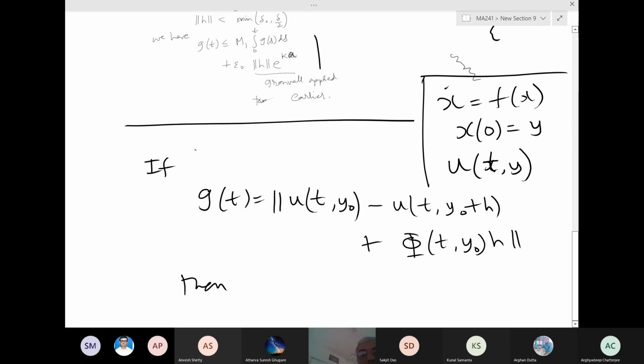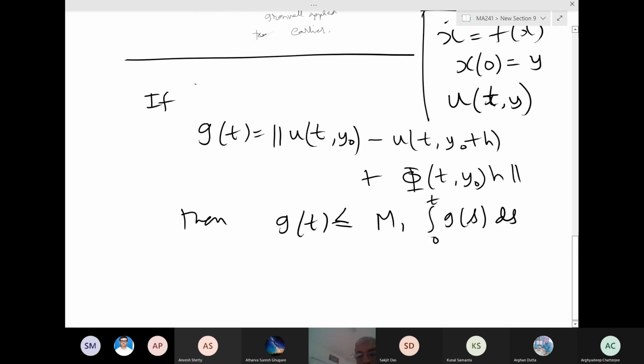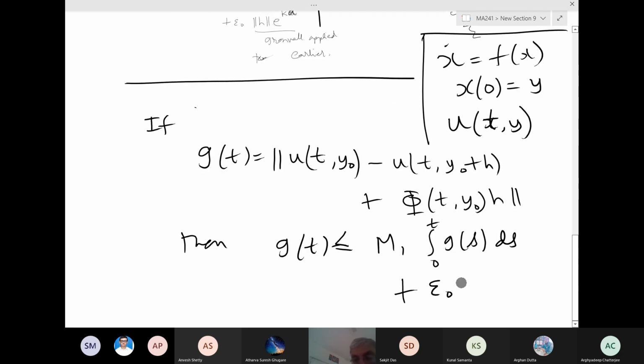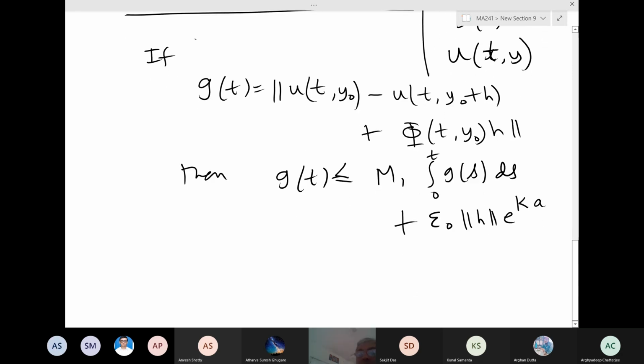We had last time this g of t less than or equal to M1 times the integral from 0 to t of g of s ds, plus epsilon naught norm h e to the power K a. This was what we had here. K was the Lipschitz constant as before, and a was the interval of solution. And the only new thing was this M1.